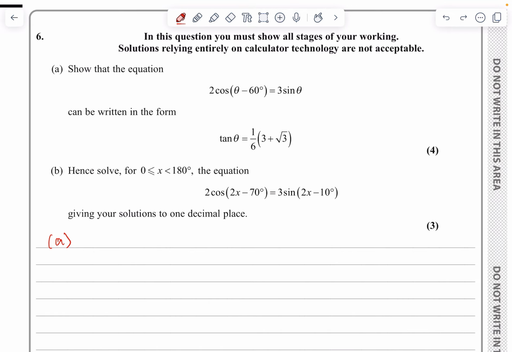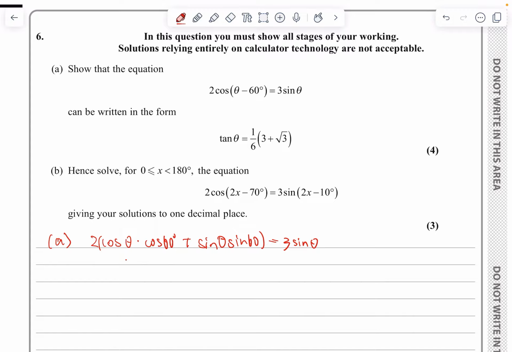We have to show that this can be transformed into this. Now, first of all, we can turn cosine of theta minus 60 into cosine theta times cosine 60, minus, or was it plus? I think it's plus sine theta times sine 60. We can turn this into a theta-only variable, not theta minus 60, if that makes sense.